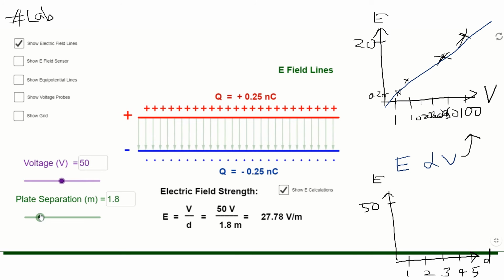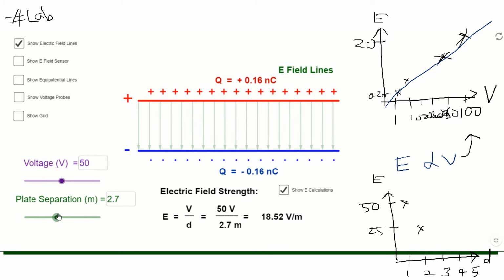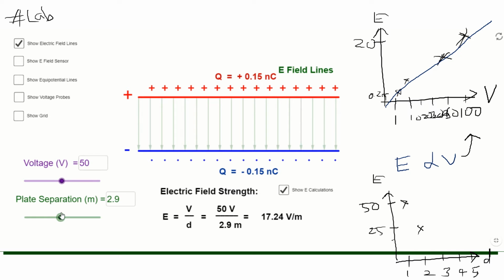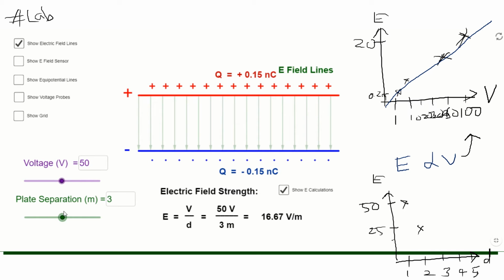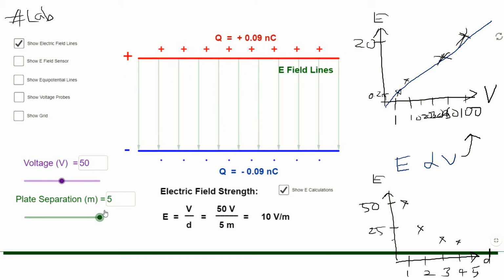Anyway, so you start off with 1 meter separation, you get 50 volts. Or if you go to 2 meter separation, 25, wow, half already. Then if you go to 3 meter separation, your field strength drops to about 16, 17. Go some more until 4 meters, 12.5, a bit slow in decreasing already. Go to 5 meter separation, down to 10. So if you plot out all these points and fit a nice curve through it, you get what we saw earlier called the inverse law, where E is proportional to 1 over D.